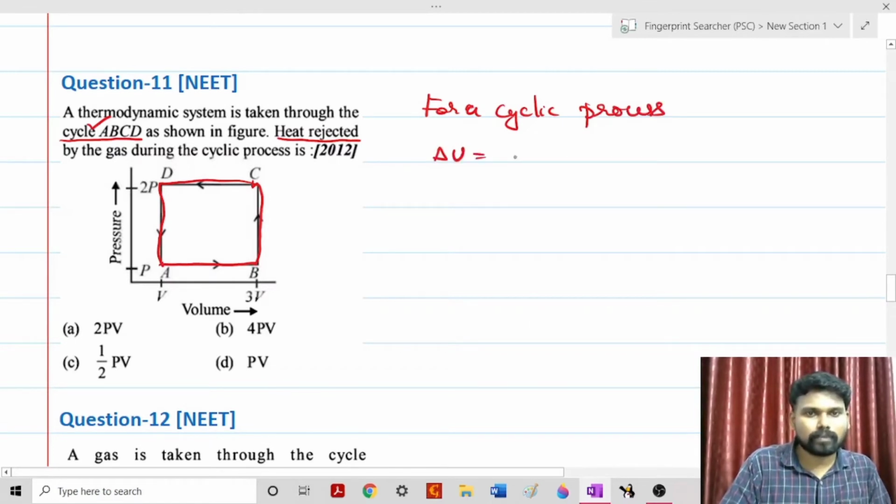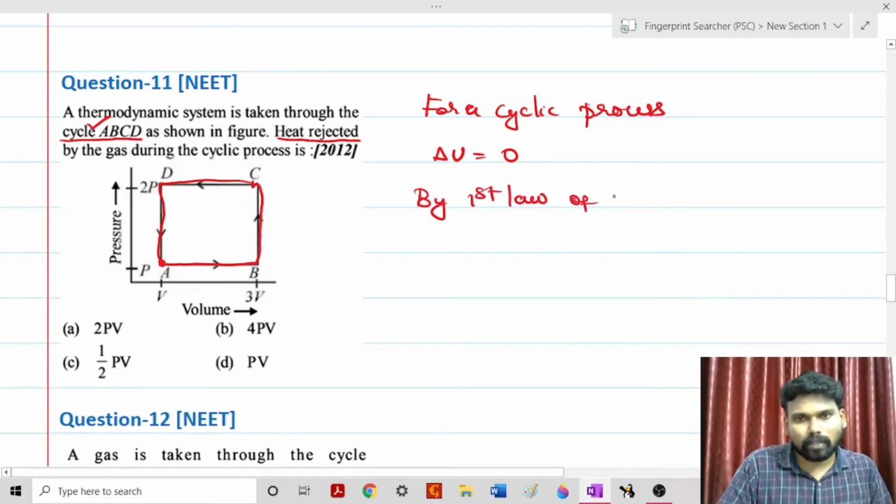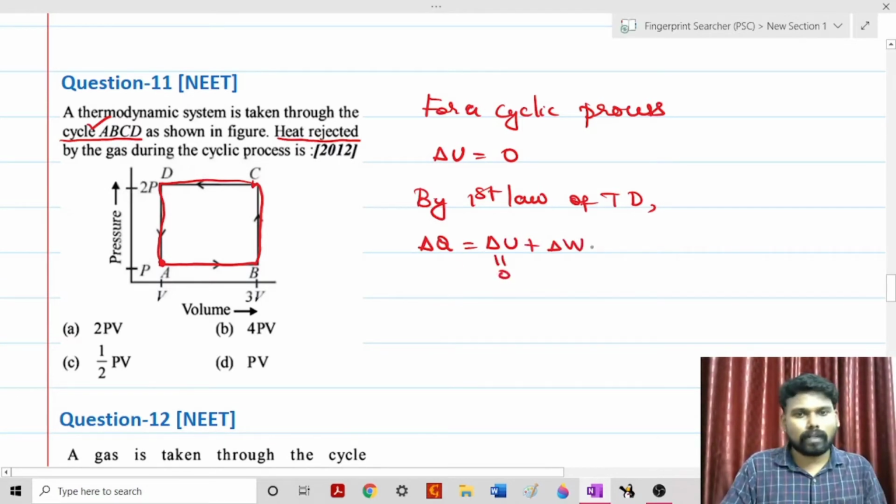delta U will be what? Delta U will be 0. The change in internal energy will be 0 because the system starting from A is coming back to A, the initial state. The change in internal energy will be 0 because internal energy is a state function. So from the first law of thermodynamics, you have delta Q is equal to delta U plus delta W. Since delta U equal to 0, you can write delta Q is equal to delta W.